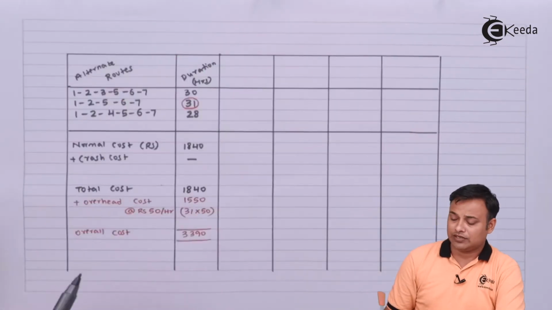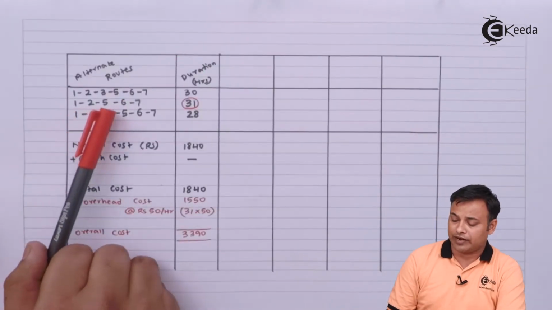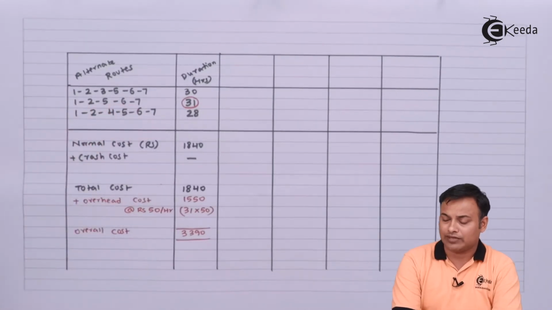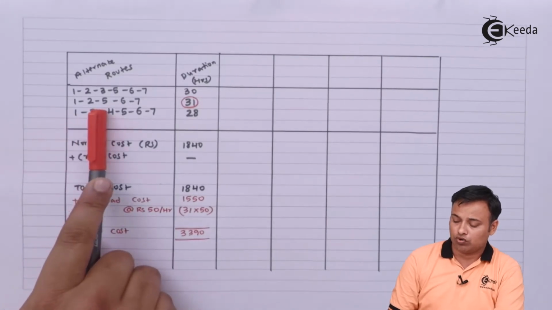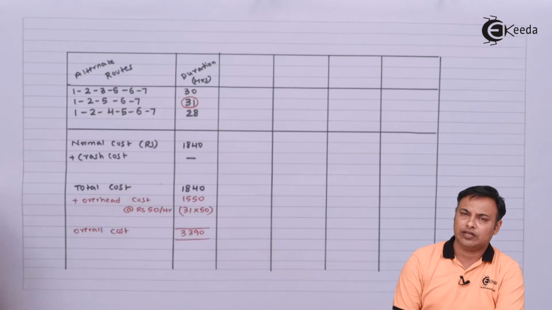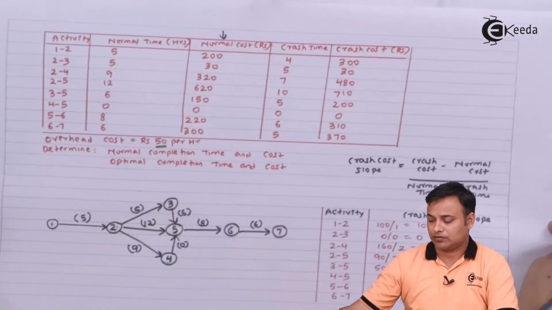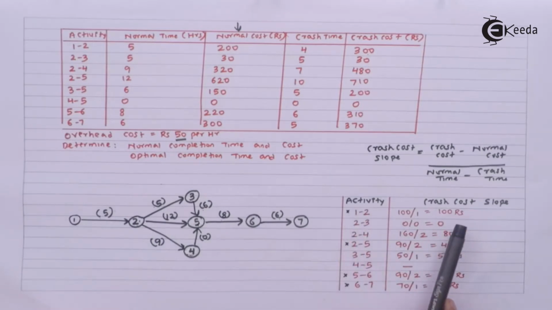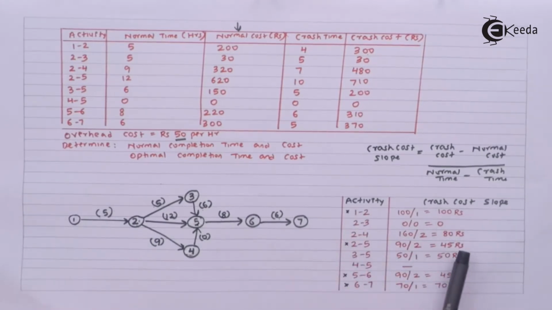So in my present case, 1 to 2, 2 to 5, 5 to 6, 6 to 7 is my critical path. So I have the activities 1 to 2, 2 to 5, 5 to 6 and 6 to 7 as the critical activities. We have got 4 critical activities. 1 to 2 ka 1 hour ka 100 rupees kharcha hai, 2 to 5 ka 45 rupees, 5 to 6 ka 45 rupees and 6 to 7 ka 70 rupees.